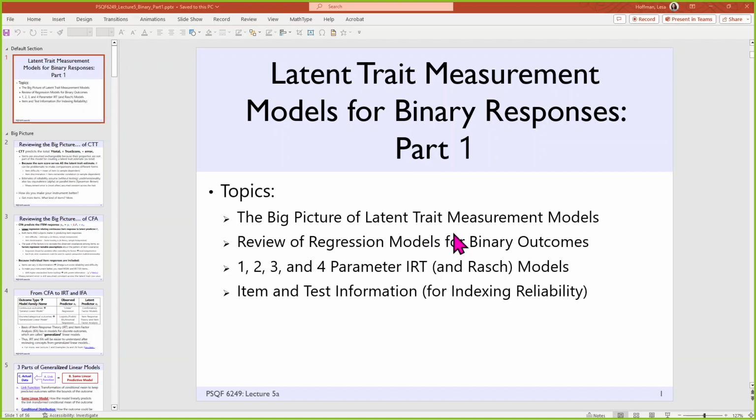We have a little bit of review and then an introduction to what are known as item response theory models. And the second half of this is going to show you the translation into something that looks a lot more like factor analysis, as well as a little bit about estimation for these things, because that's a whole story unto itself. So, are we ready?